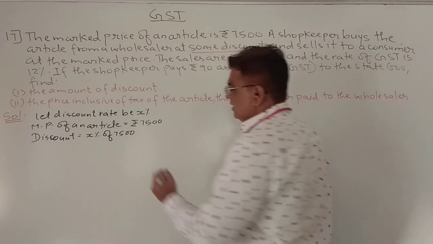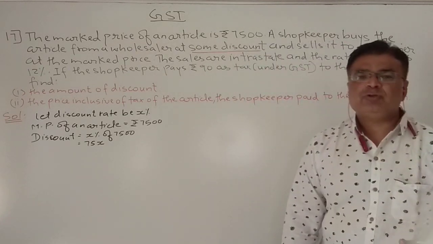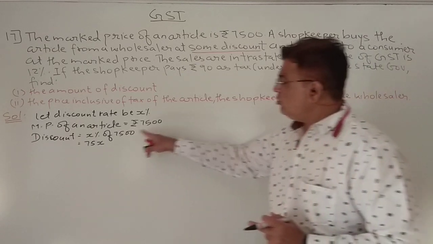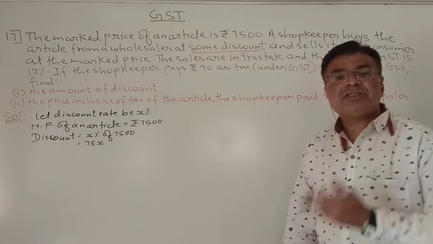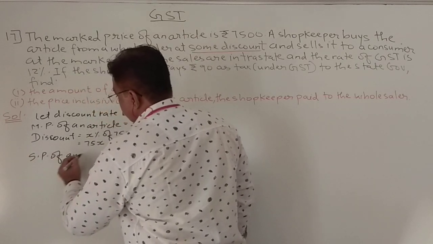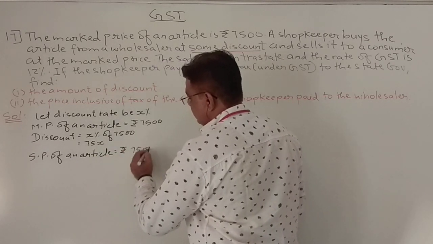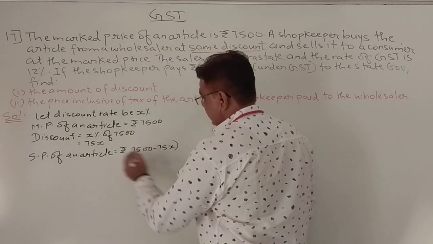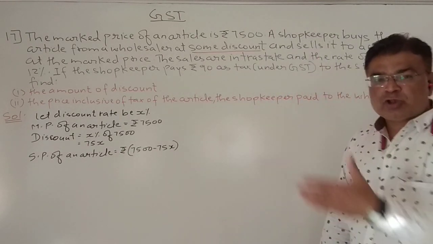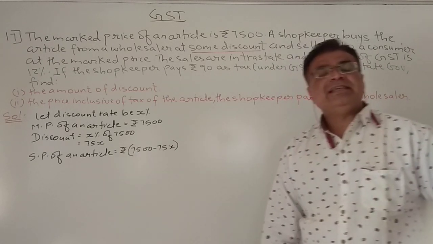If we solve this, we will get 75X. You can easily calculate X upon 100 into 7,500. So what is the discount given? From 7,500, the discount of 75X is given. So what is the selling price of the article? The selling price of the article is rupees 7,500 minus 75X. The shopkeeper is purchasing the article at this price.